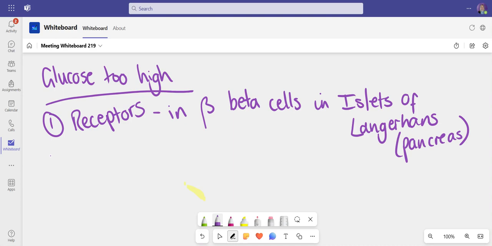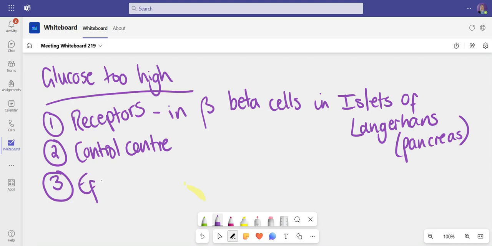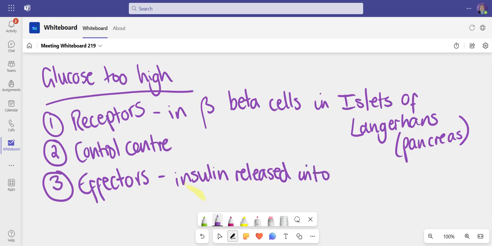And then the effect of that, well, it would go to a control centre, but we don't need to know about the control centre for this one. But we'll just put that because then every time we do homeostasis, we do receptors, control centre, effectors. Then it just keeps the pattern the same. So then the effectors cause a release of insulin into the blood. Now, the insulin then binds to receptors on the muscle and on the liver.